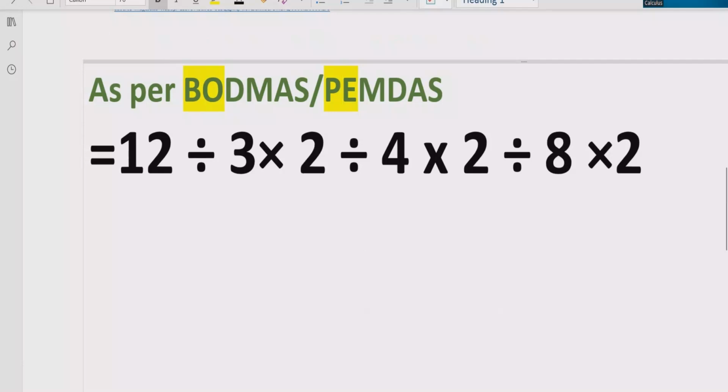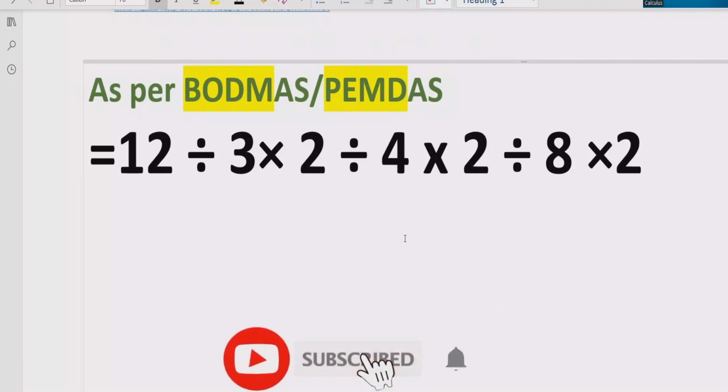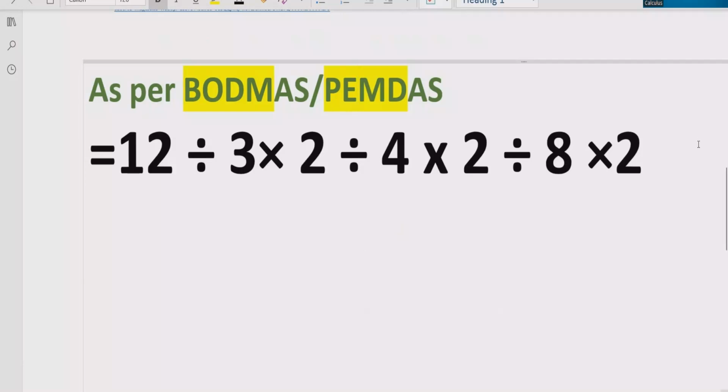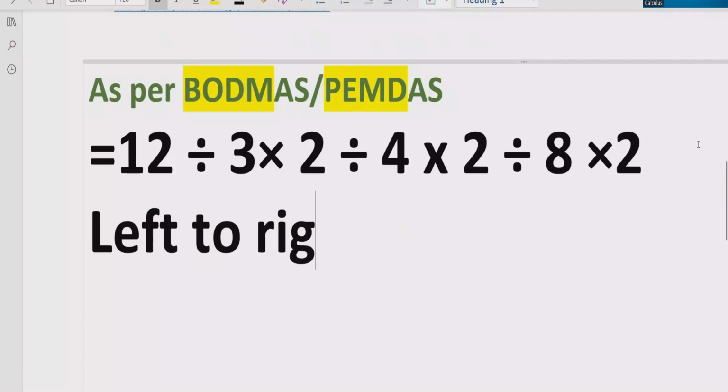Now step number 3, division and multiplication or multiplication and division. This is the main part where we have to follow the rule and solve the given expression. Now some of you will say we are using BODMAS, so we will solve division first, and some will say I'm using PEMDAS, so I will solve multiplication first. But the rule is the same for both. You have to go left to right in this expression and find out which is coming first.